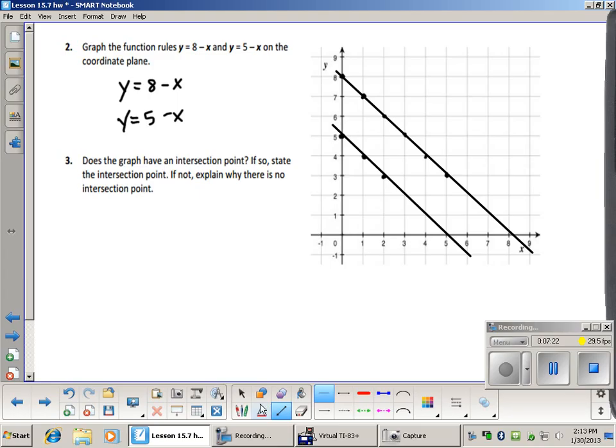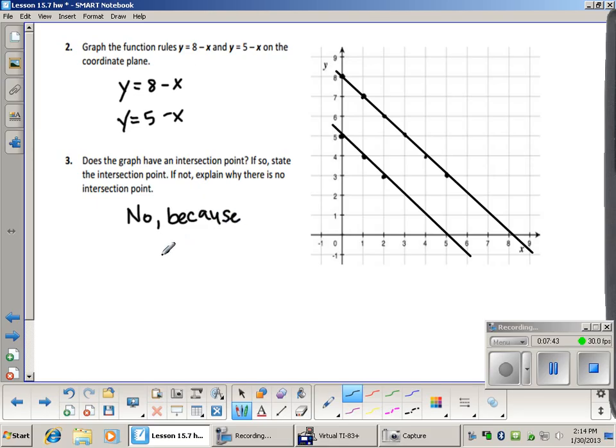let's look at number 3. Do they have an intersection point? So will they ever intersect if they are parallel? No. And we know that because why? Because the lines are parallel and parallel lines will never intersect. So no, because I'm going to use the notation for parallel. Parallel lines never intersect. Wow, bear with me. Okay, and that's that.